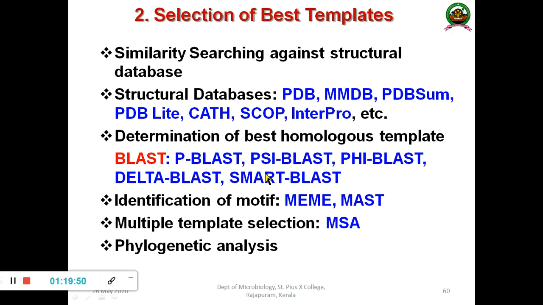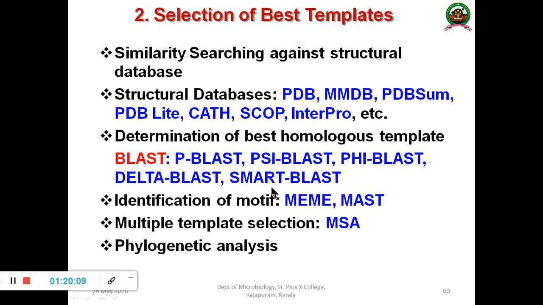Okay, here you can see special types of BLAST called position specific iterated BLAST or PSI-BLAST, pattern hit initiated BLAST or PHI-BLAST, DELTA-BLAST, that is domain enhanced lookup time accelerated BLAST, okay, SmartBLAST, PhyloBLAST, PrimerBLAST, so many types of BLAST you can see.